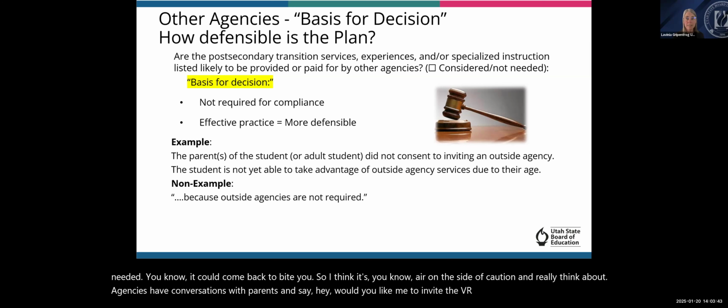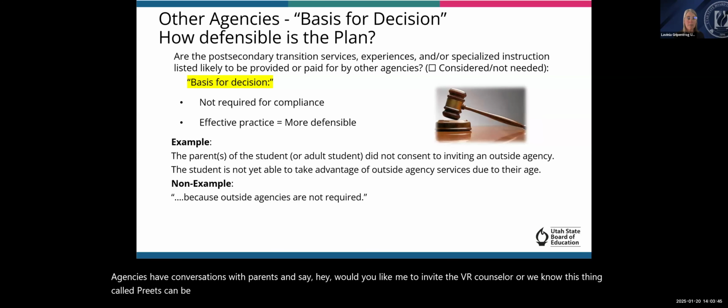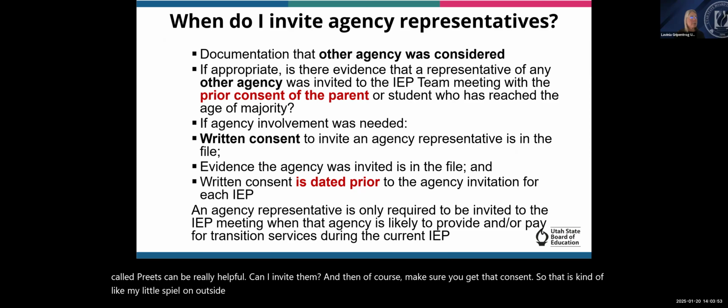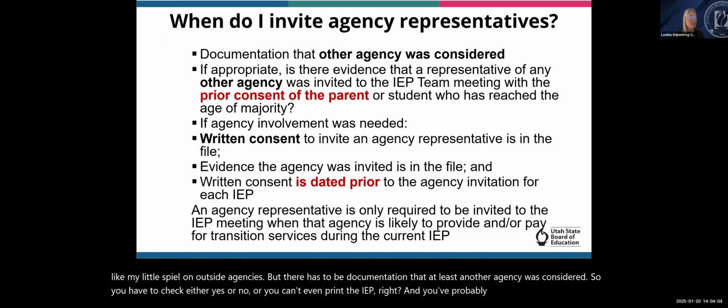Or this thing called pre-ETS can be really helpful. Can I invite them? And then of course, make sure you get that consent. So that is kind of like my little spiel on outside agencies. But there has to be documentation that at least another agency was considered. So you have to check either yes or no, or you can't even print the IEP, right? And you've probably found that out yourselves.